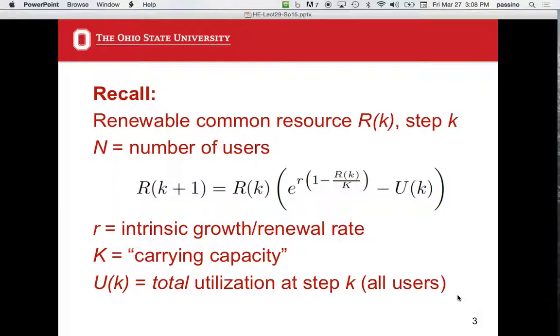You're starting to see why I'm using that K number. When you look at the poverty trap, the K in the poverty trap and the technology diffusion dynamics, everything went up to K. So this guy goes up to K, actually. You can show simply that this number turns out to be the ultimate value of R of k as k goes to infinity, all right? And U of k, this guy right here, is the total utilization at step k. That's all users together.